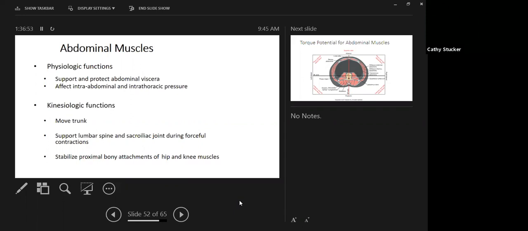Obviously, they move the trunk. They support the lumbar spine and the SI joint. They are a strong preventer of anterior shear. When I talk to my patients about having strong abdominals, I say, imagine a table where you have two really strong legs, they don't wobble at all, and the other two legs on the other side wobble like crazy. Is that a stable table? Is that going to stay upright if you put any force on it at all? No, it's going to collapse. So those abdominal muscles act like stable legs on a table.